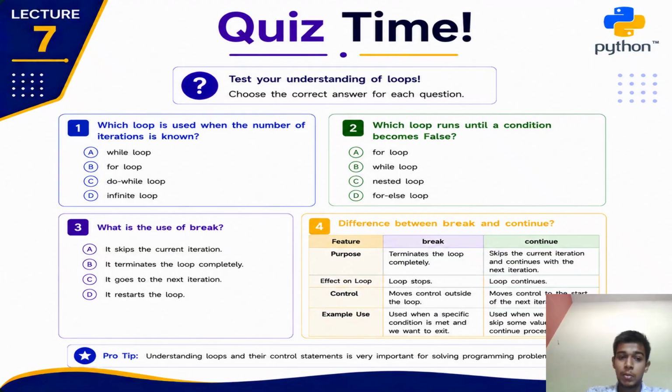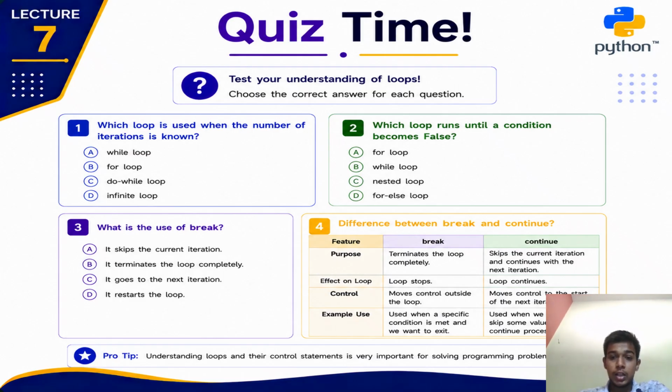I hope you have solved the problem. Now the correct answer is option number B, for loop. We use a for loop when we already know how many times we want the loop to run. For example, printing numbers from 1 to 10 or displaying a message 5 times like we have done in the previous program. Now the second question.